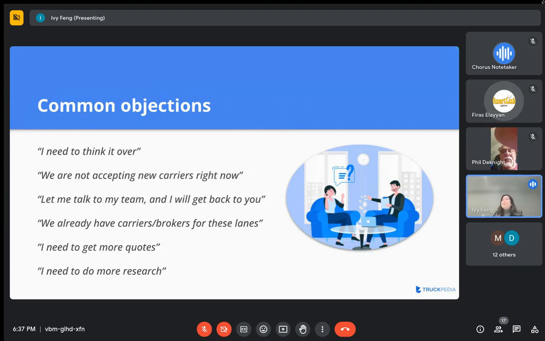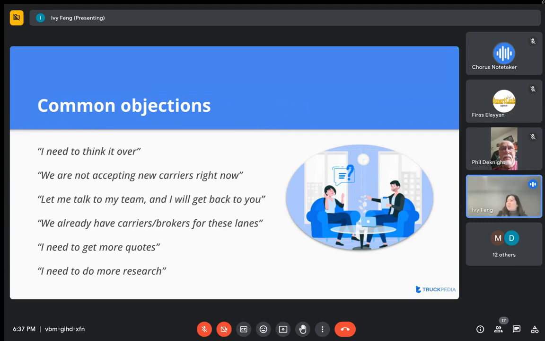And sometimes we get really discouraged and think, oh, okay, they don't want to work with me after all. We can overcome that. We can say some things that are going to help us with actually getting them to want to work with us. So a lot of times, these are the hesitations like, you brought up good points, but I need to think it over. We're not really accepting new carriers right now. Or, hey, look, you'll need to give me some more quotes, whatever it might be. These are the common rejections or objections that you're going to get.